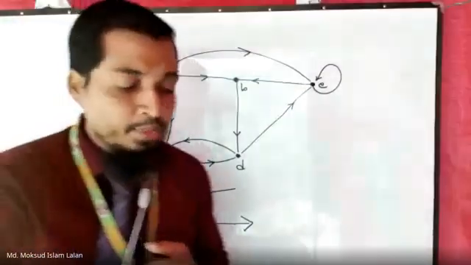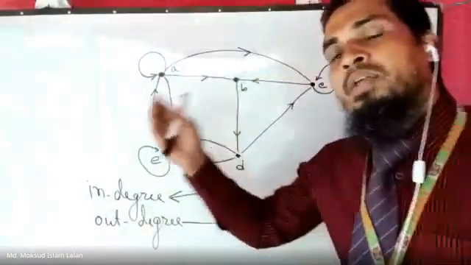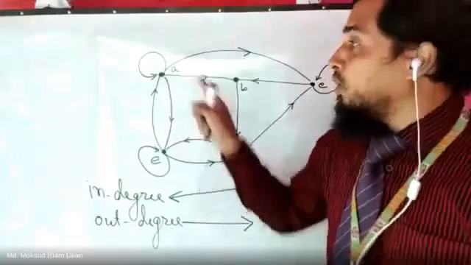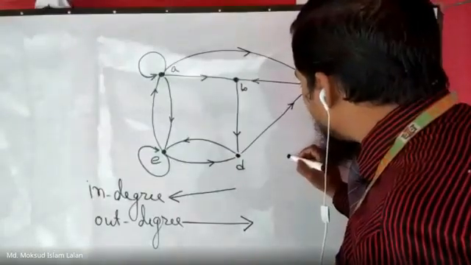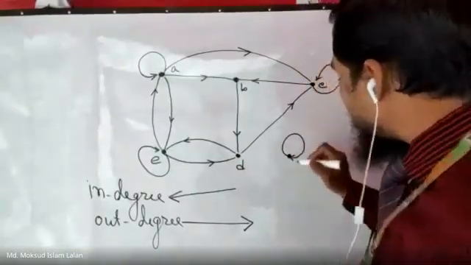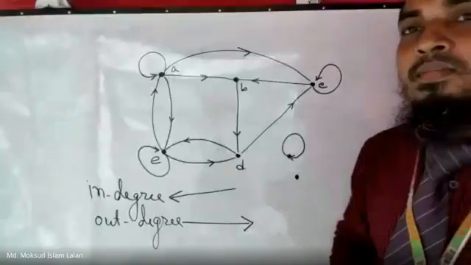Now coming to the loop. This is a loop, right? How can you conclude, dear students, whether it is in or out? In degree, right? So instead of drawing this, can I write this one? Can you say this is out? Maybe it is in and out both. Very good. So it is in and out both. Do you understand?